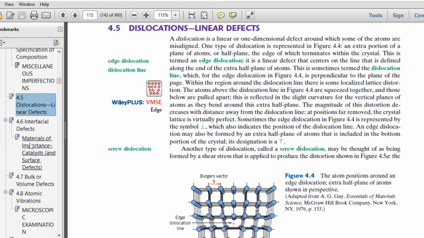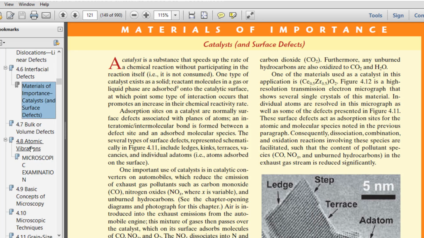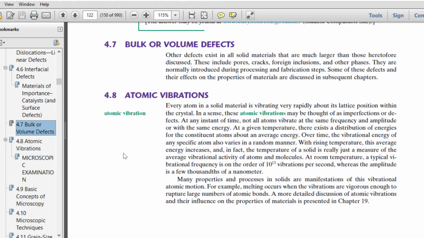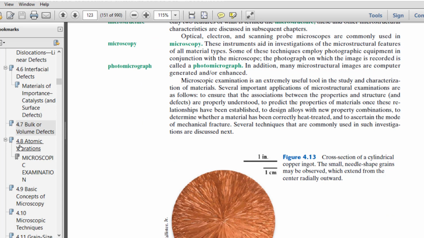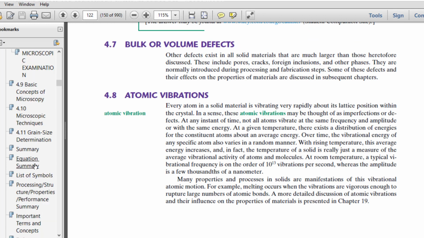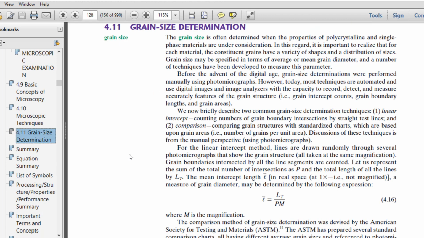Okay. Then dislocation. Then volume defects, like, okay. So these are the things. So chapter 4 also you need to study completely.